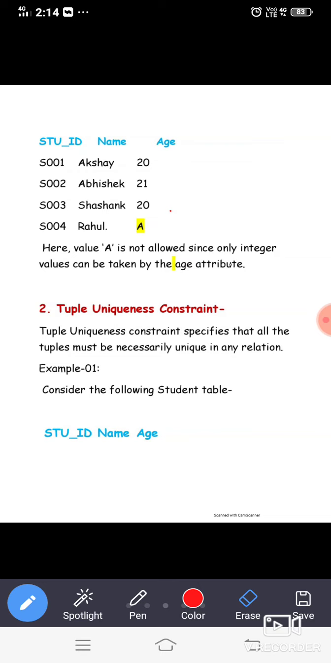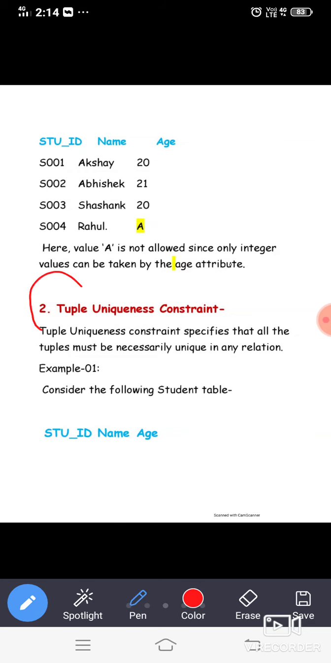Okay, so next one, we are going for the tuple uniqueness constant. In each of the constants we are going to take a table, either a valid example or invalid example. This particular example is an invalid example. Okay, you must change this to a number, then it will become a valid example. Next one is the tuple uniqueness constant.